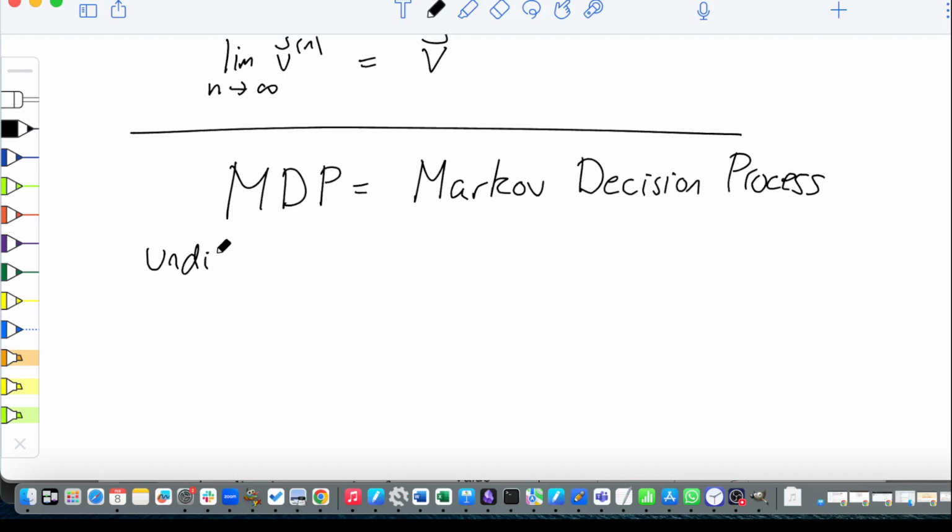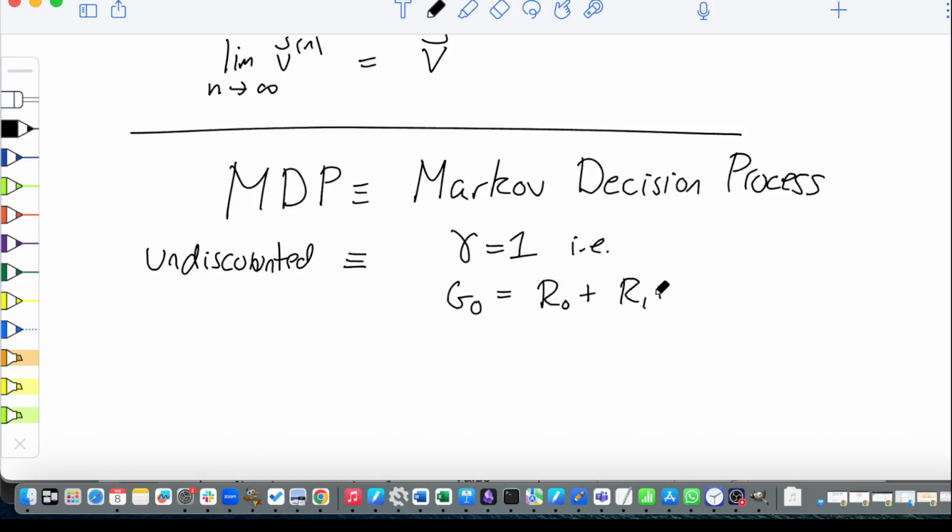Undiscounted. This means, let's put 3 equal signs, so this is like the definition. Means gamma equals 1, i.e. return is R0 plus R1 plus R2 plus dot dot dot. So sometimes you can discount future rewards, and this one is undiscounted.